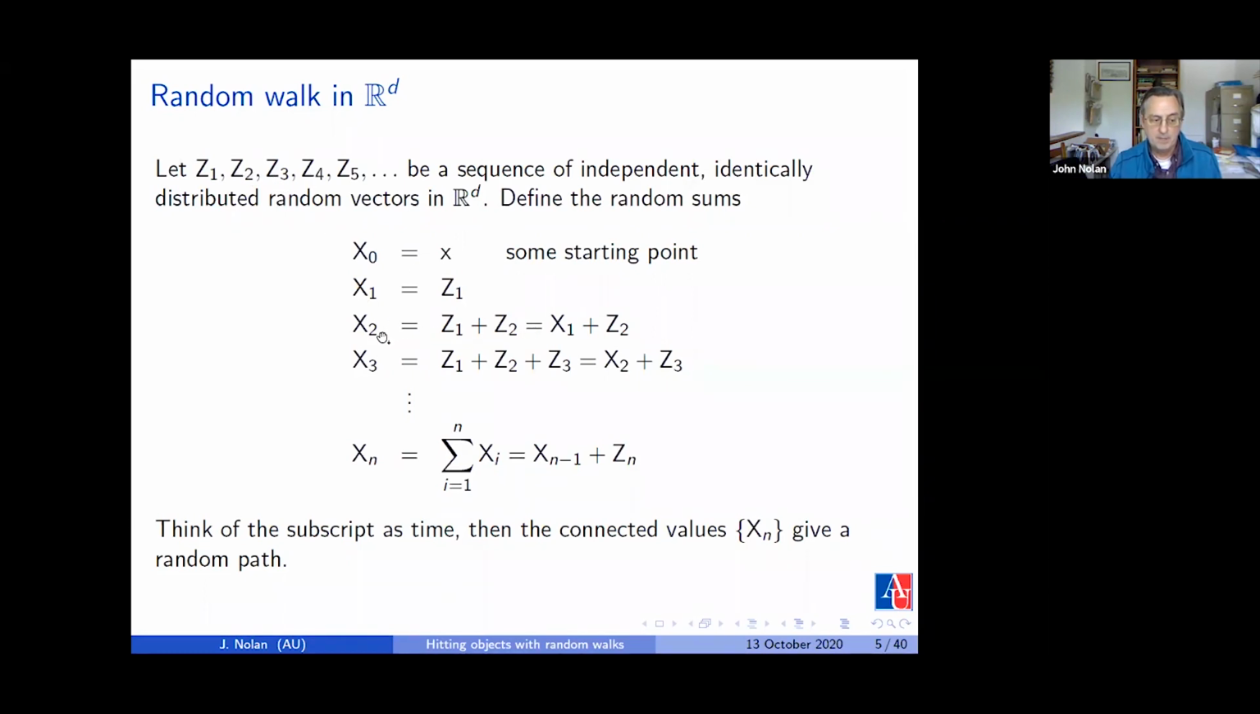So we think of taking a walk, a step. I'll show you a picture in a second. But at each stage, X3 is X2 plus Z3, etc. In general, we do this. And if we think the subscript is time, then we can think about walking around, making jumps around in space. And these connected values give us a random path.